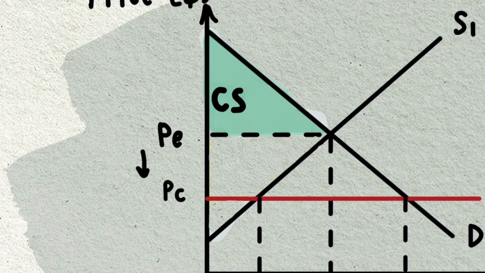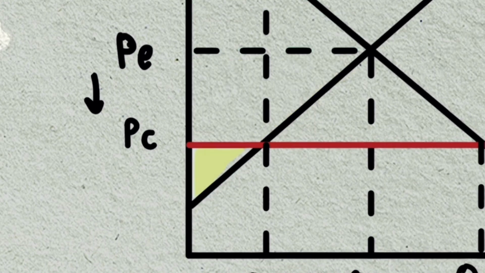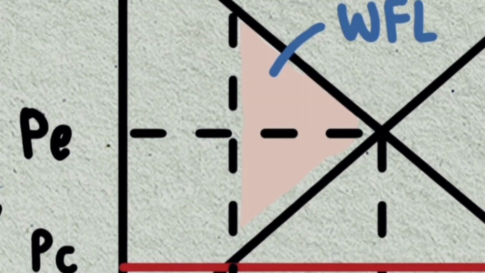For a price ceiling, the consumer surplus goes from here to here, and the producer surplus goes from here to here, and the welfare loss is here.